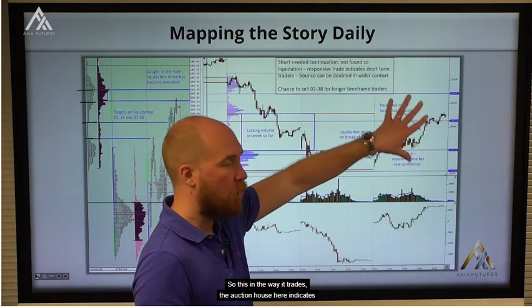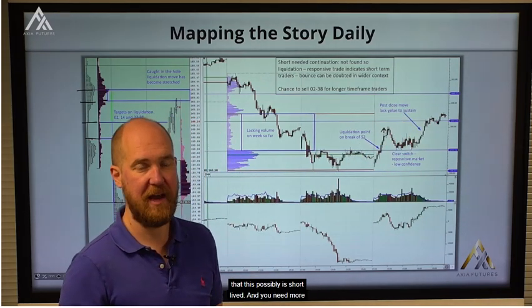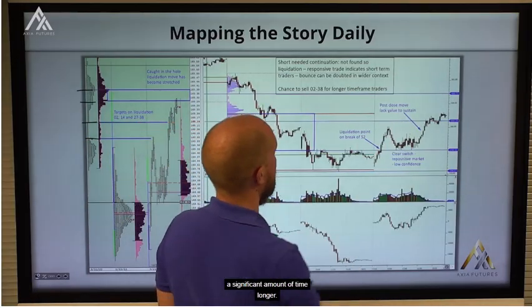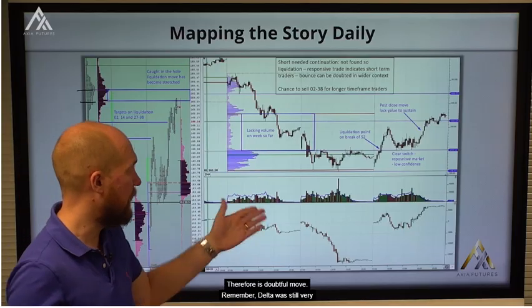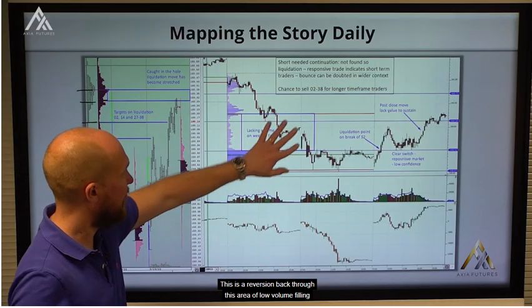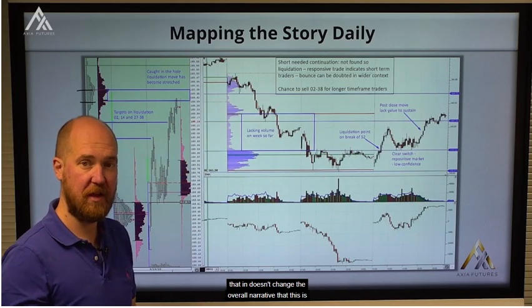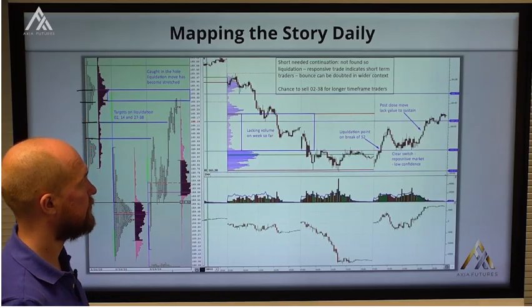So this, in the way it trades, the auction health here indicates that this possibly is short-lived. You need more information and more trade for this to be something that lasts a significant amount of time longer. Therefore, it's a doubtful move. Remember, Delta was still very heavy the previous day. This is a reversion back through this area of low volume, filling that in. It doesn't change the overall narrative that this is clearly a very bearish market.